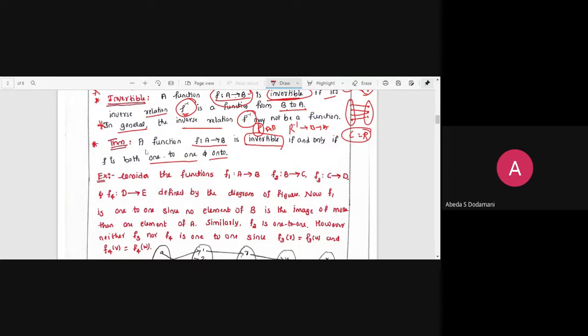So if the given function is both 1-1 as well as onto, then that particular function will always be invertible. Or if it is invertible, then it is always 1-1 and onto. If it is 1-1 and onto, it is invertible. If it is invertible, then it is 1-1 and onto. Please remember, both ways it is true, because it is if and only if.